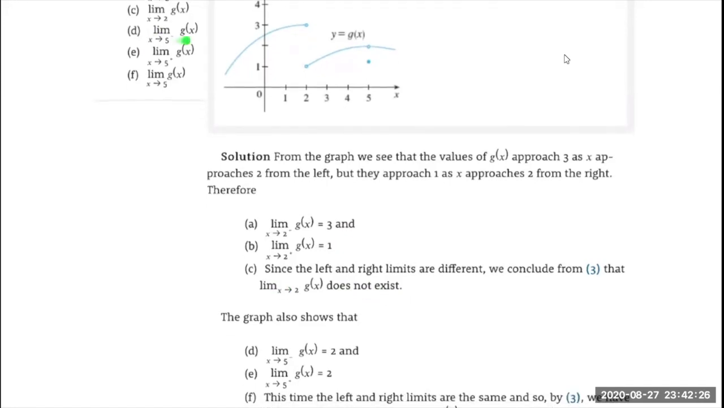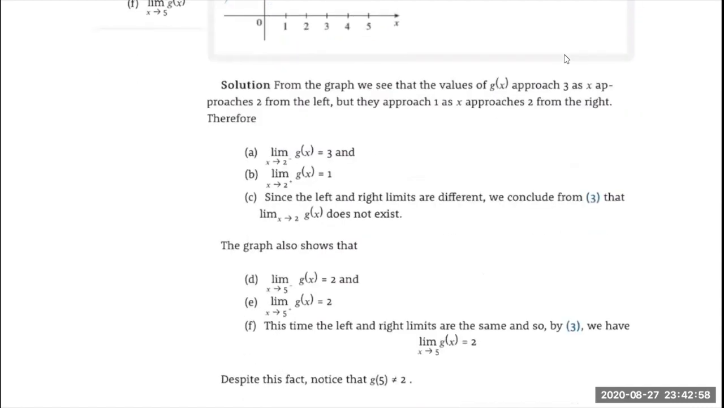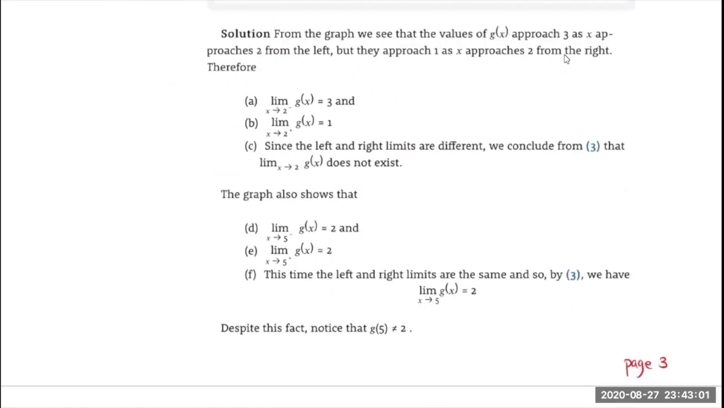Okay, what about x equals 5? Let's take a look at the left-hand limit. Left-hand limit is what? 2. What about on the right side? The right-hand limit is when you go along the curve approaching 5 from the right side, the function value is getting closer and closer to 2. So both the left-hand limit and right-hand limit are equal to 2. Because the left-hand limit and right-hand limit are the same, we conclude that this two-sided limit is equal to the same number, which is 2.